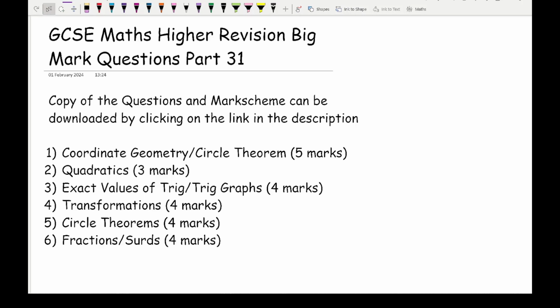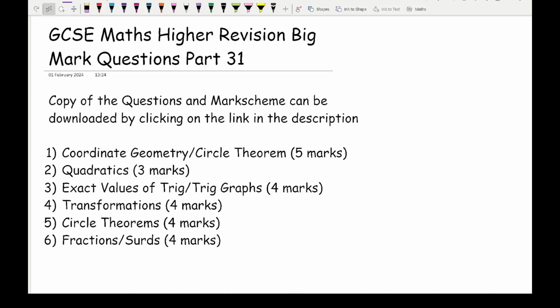Now, the topics covered in this particular video are a 5-mark question involving coordinate geometry and circle theorems, a 3-mark question on quadratics, a 4-mark question on exact values of trig with an incorporation of trig graphs, a 4-mark question on transformations, and another 4-mark question on circle theorems and fractions and surds.